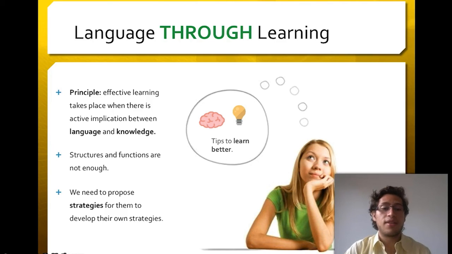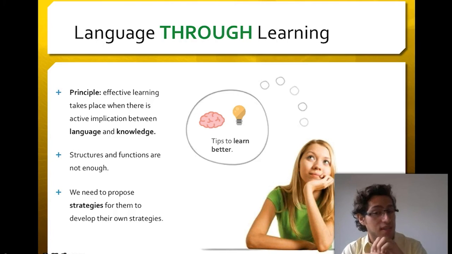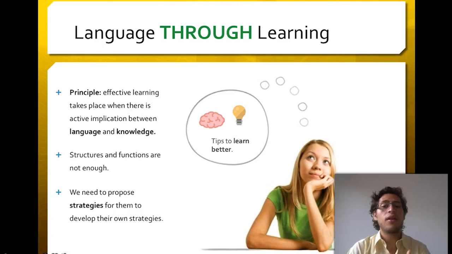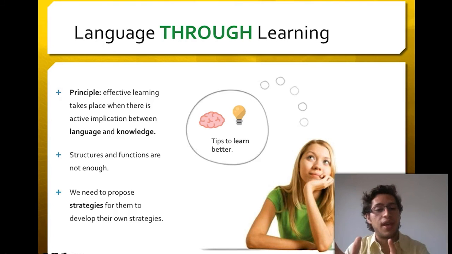Here we really need to say that structures and functions are not enough. So language through learning is about, just like we said before, those activities in which language is not the main focus, it's not the main point. They are learning how to do something else in English, but they are not learning English itself. So in this category, students learn about tips and strategies to learn better and to communicate better.